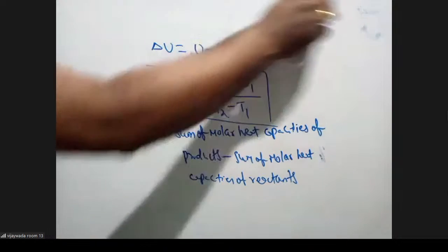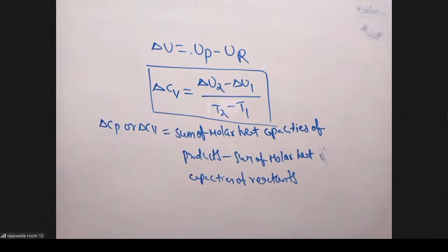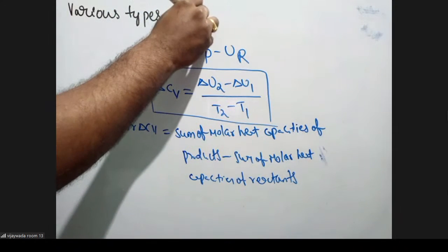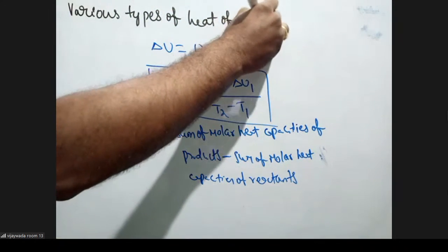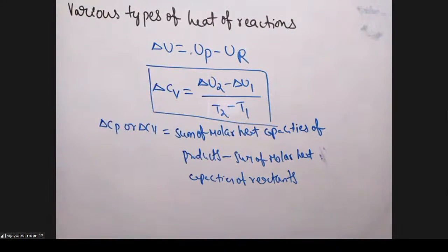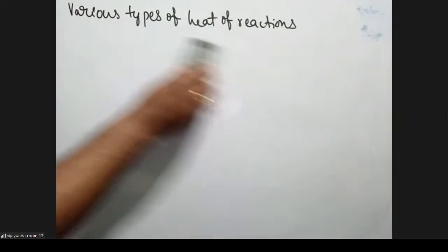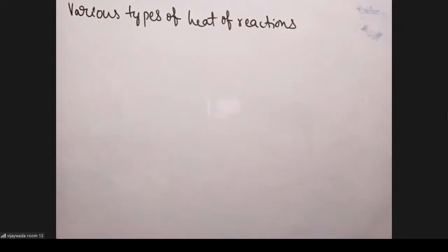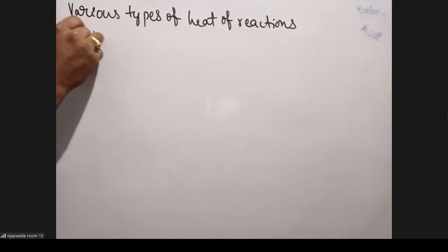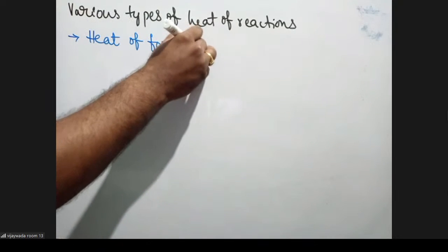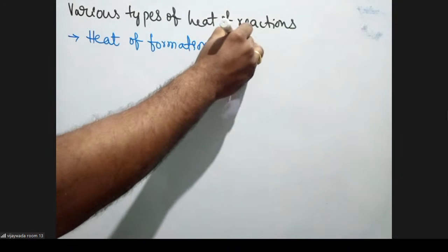So next, students, various types of heat of reactions. The first one is heat of formation. It is called delta Hf.